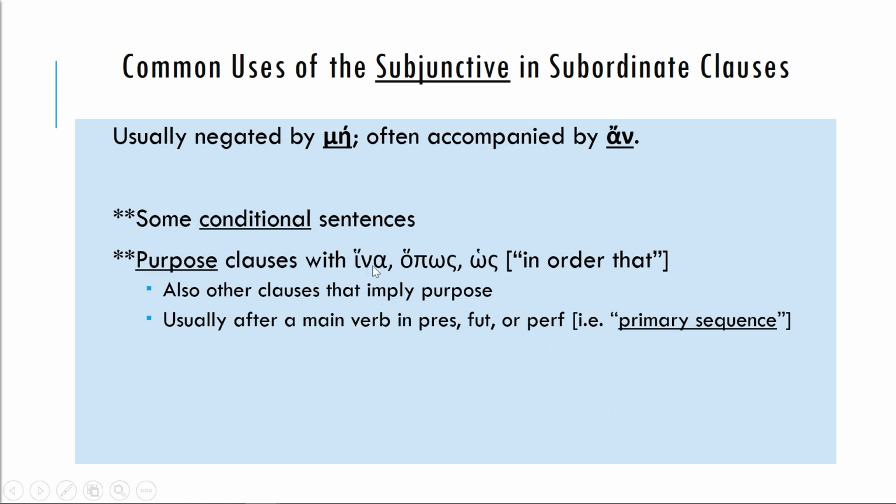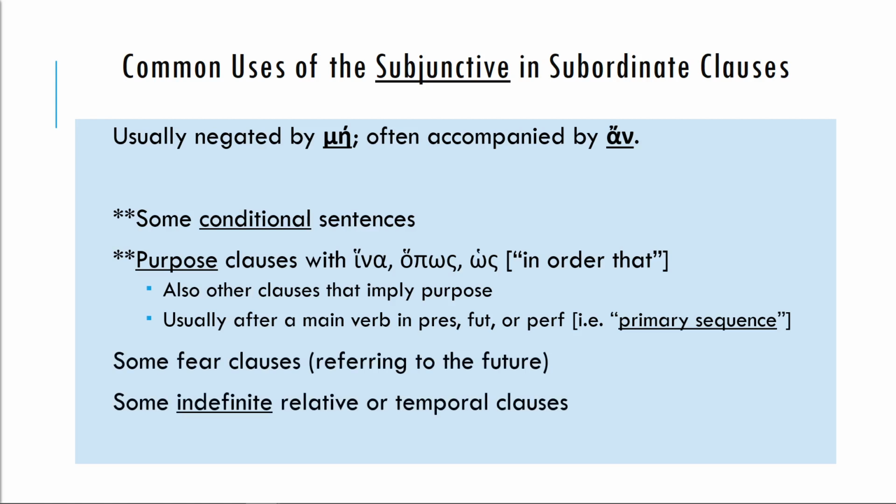Purpose clauses are introduced with hina most commonly, but also hopōs and hōs, just meaning in order that. Anything else that implies purpose can work that way too. Sometimes a relative clause takes a subjunctive or optative because it implies purpose in it. So usually after a primary sequence main verb, you will find purpose clauses that have subjunctives. Some fear clauses, some indefinite relative or temporal clauses will have the subjunctive, but you really don't need to worry that much about it. They translate very naturally.